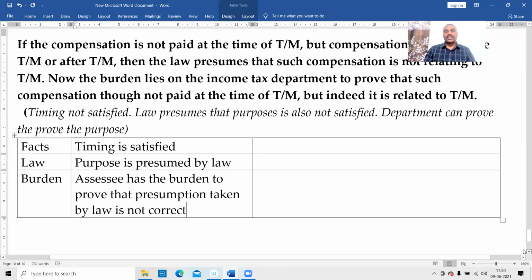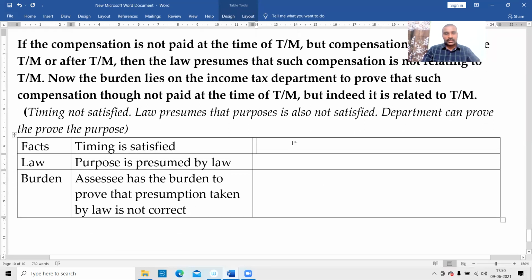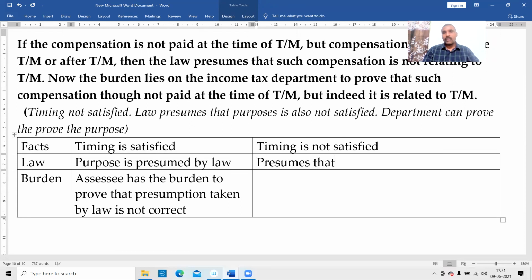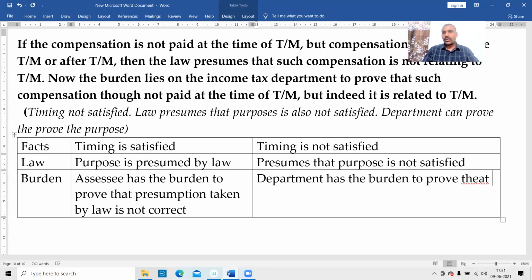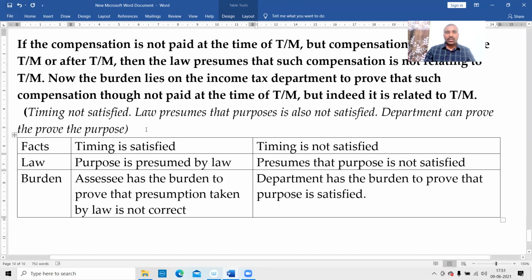Next, facts of the case: timing is not satisfied. Law does not presume that purpose is satisfied. The department has the burden to prove that purpose is also satisfied. So the concept is that when timing and purpose both are satisfied, it is taxable.